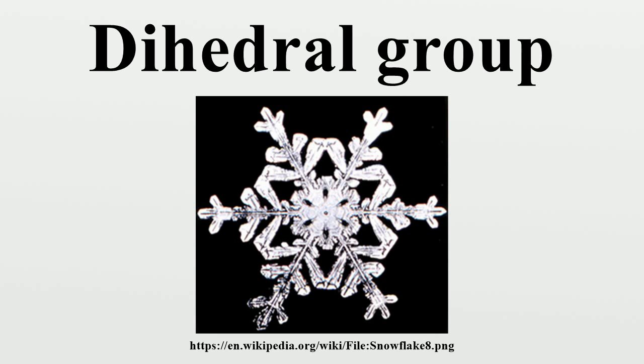The 2n elements of D_n can be written as E, r, r^2, ..., r^(n-1), s, rs, r^2s, ..., r^(n-1)s. The first n listed elements are rotations and the remaining n elements are axis reflections. The product of two rotations or two reflections is a rotation. The product of a rotation and a reflection is a reflection.